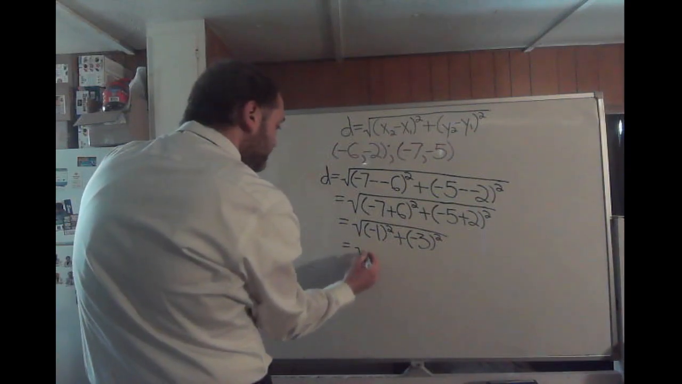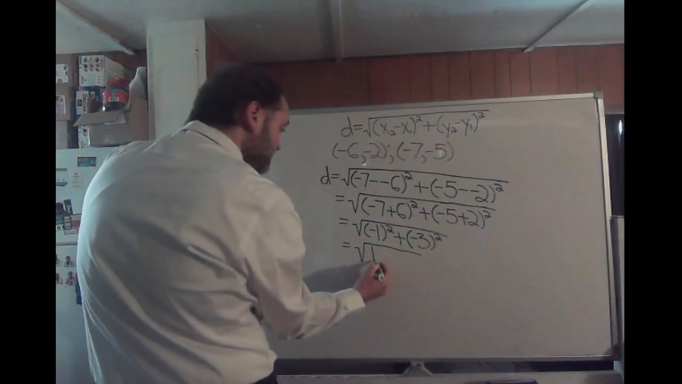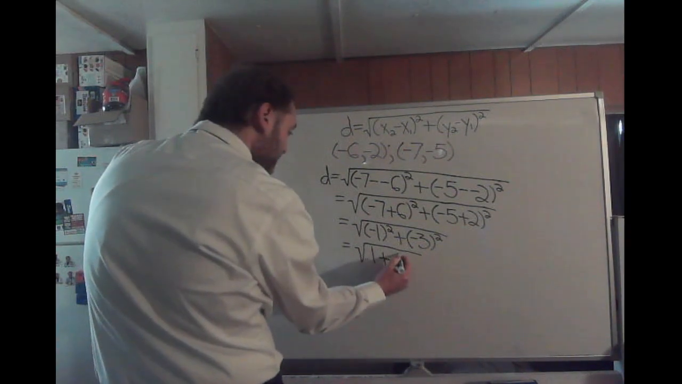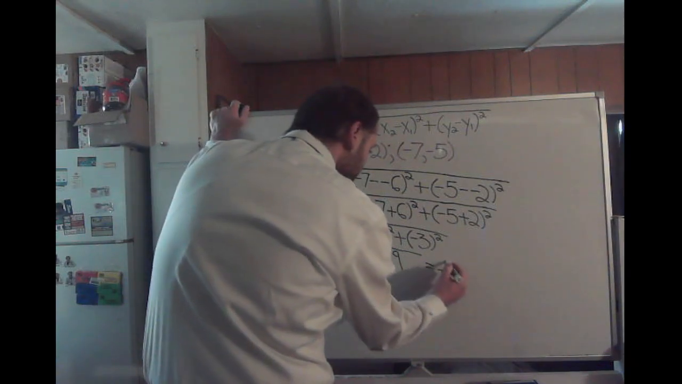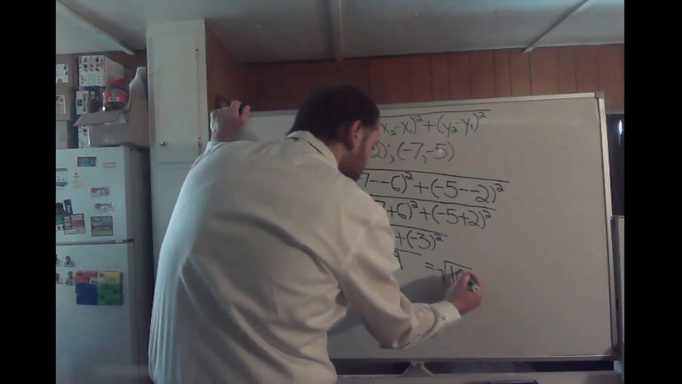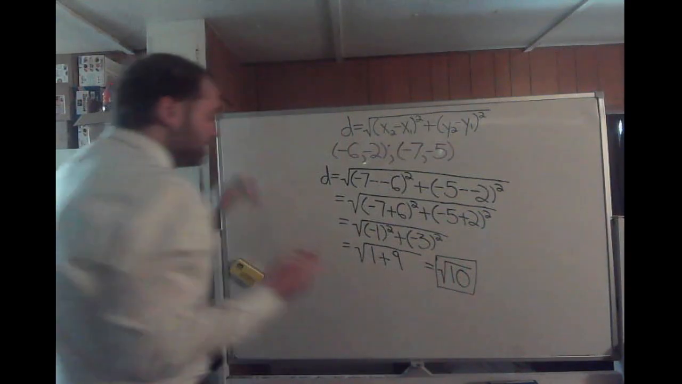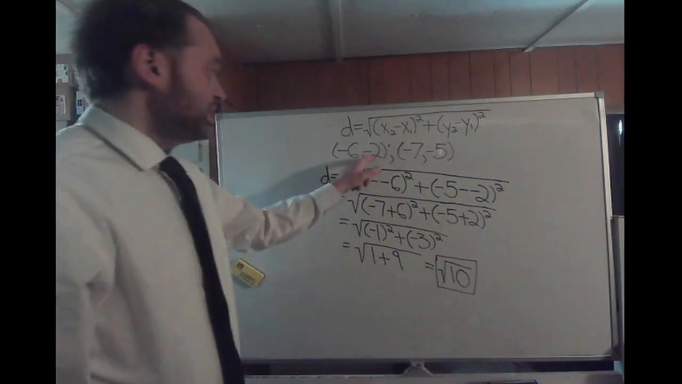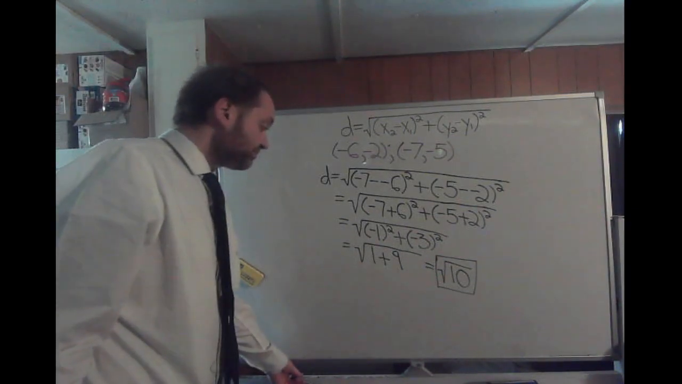Which now we just deal with the exponents. -1 to the second power is +1, plus that -3 to the second power, that's +9, which would give you a distance of the square root of 10. And we know the square root of 10 doesn't simplify any further, so we're just going to leave it in radical form. So the distance between these 2 points would be the square root of 10 units.